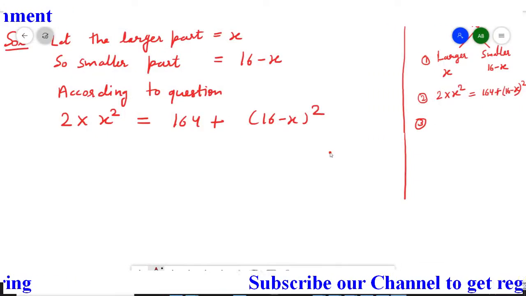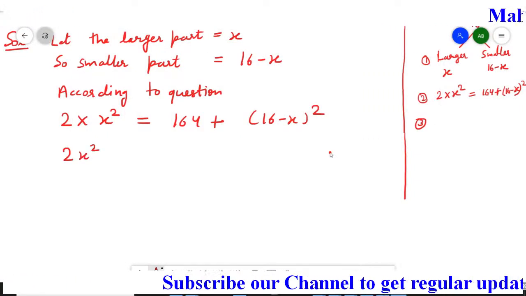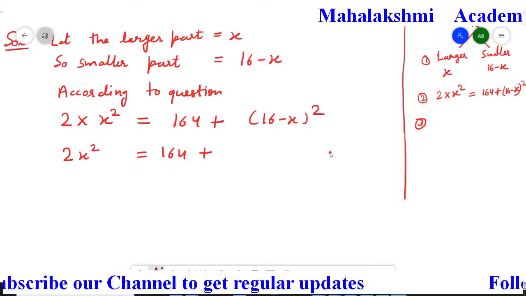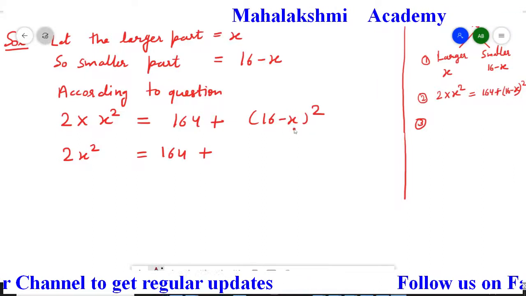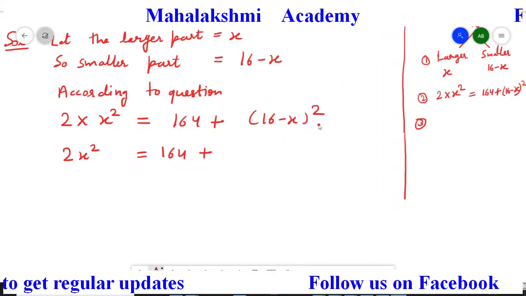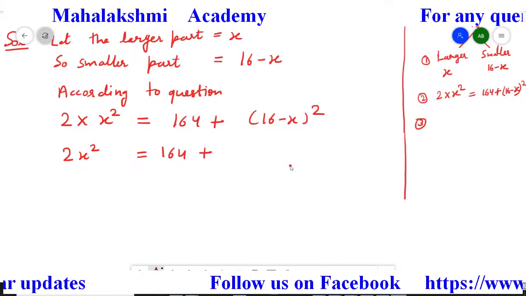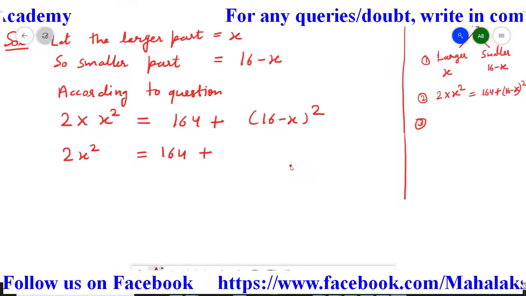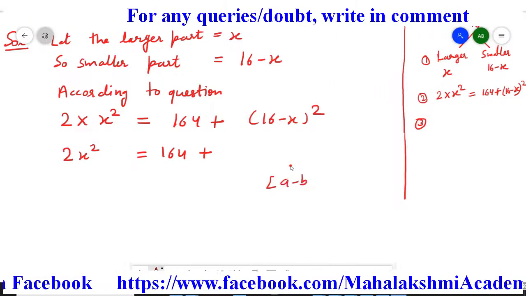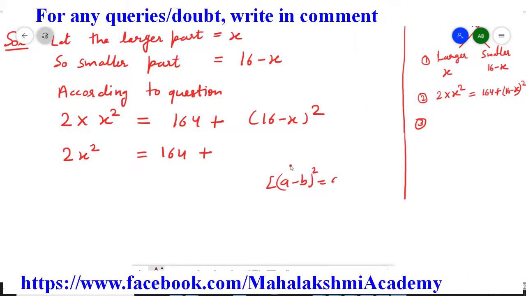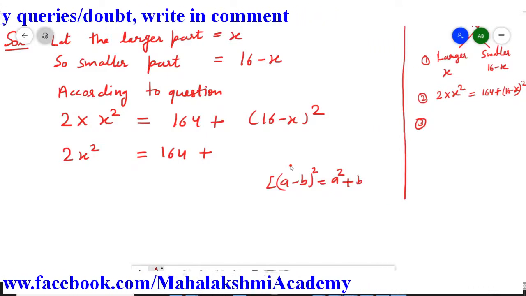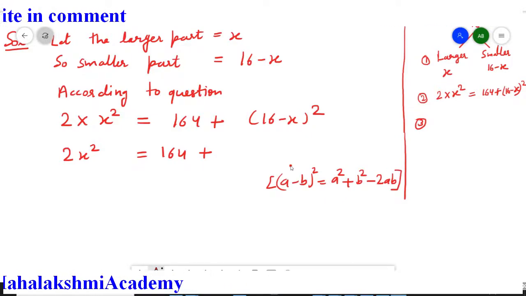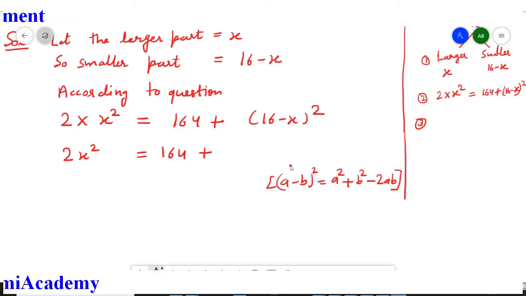So 2 into x square is 2x square, 164 as it is, plus, now we have to open this bracket. So directly we cannot open, it is in the form of a minus b whole square. So we have to use the formula a minus b whole square. That's going to be the formula. First I am writing here, a minus b whole square is equal to a square plus b square minus 2ab, then bracket close. So here students we have to use this formula.